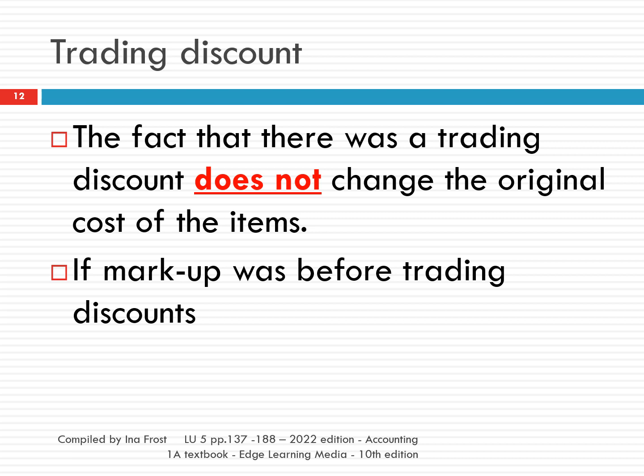In this slide, we just say that the fact that there was a trade discount does not change the original cost of the item. That's why when I work out the cost of sales, I go back to the original value before the trade discount to be able to work out the cost of sale.